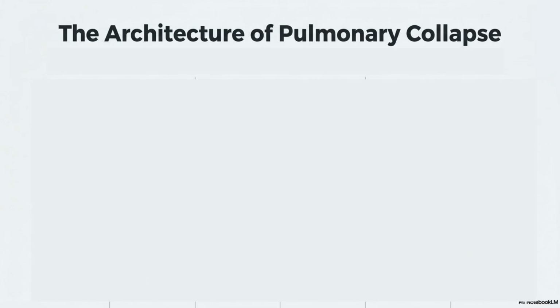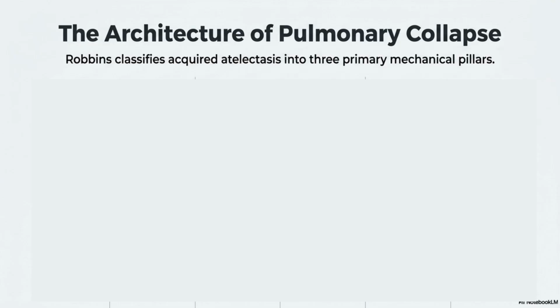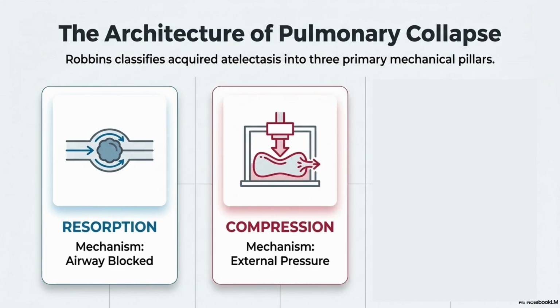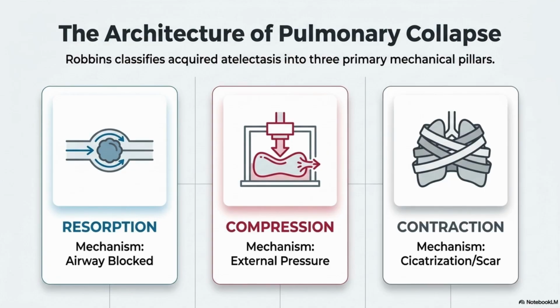Moving to the architecture of pulmonary collapse. Robbins classifies acquired atelectasis into three primary mechanical pillars. First is resorption, where the mechanism is an airway blocked. Second is compression, where the mechanism is external pressure. And third is contraction, where the mechanism is cicatrization or scar.